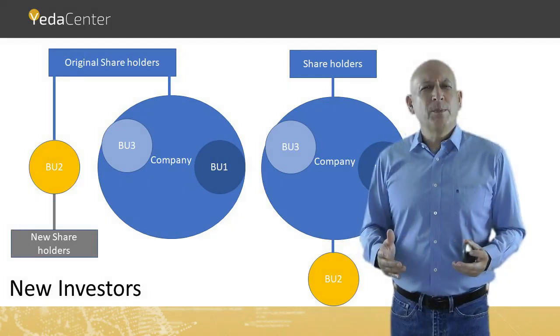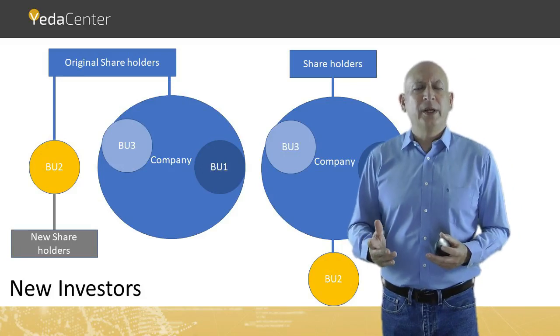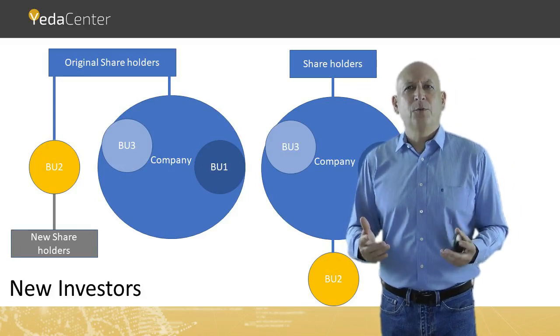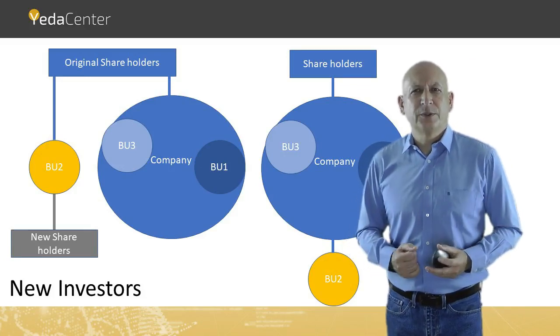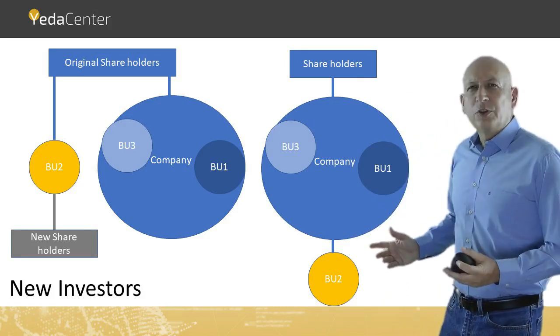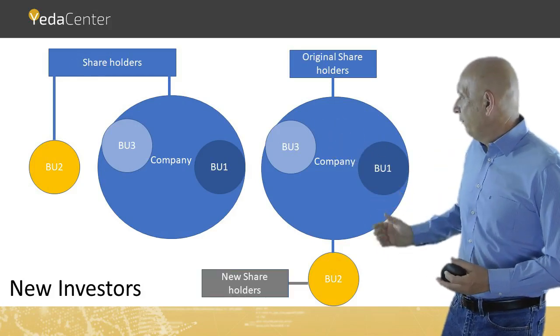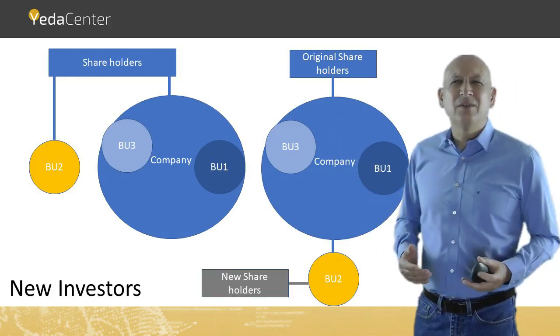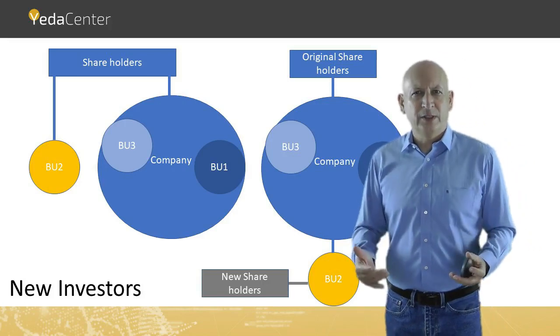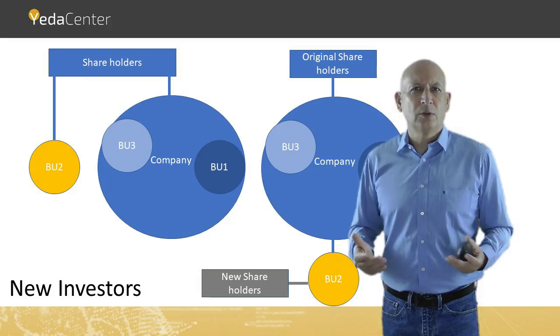The third reason we mentioned is new investors, and we just touched on it when we discussed the different types of spin-offs. As we can see, the structure is such that both in the horizontal spin-off and in the vertical spin-off, it's relatively easy to bring new investors. And yes, in this case, the ownership structure will change.